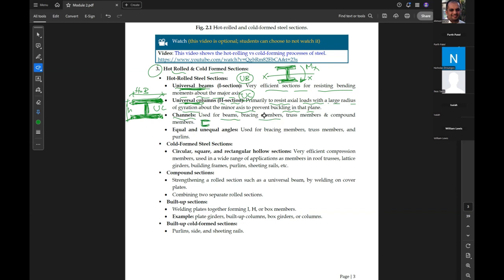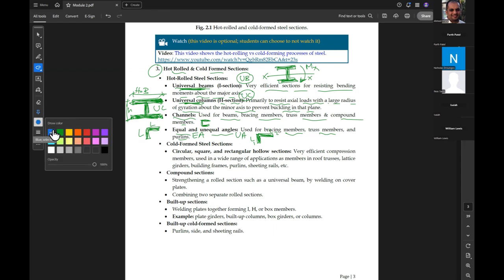Used for beams or bracing or truss member or compound members, equal and unequal angle. So equal angle, EA, unequal angle, UA. So equal angle, the two legs are equal, unequal angle with two legs L1 and L2. The equal and unequal angles can be used for bracing member, truss member, and purlins.